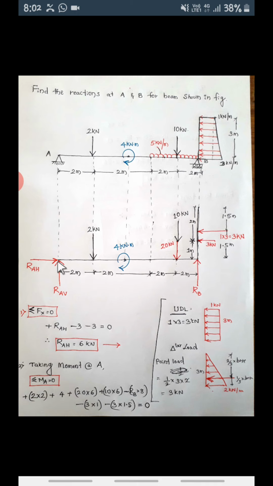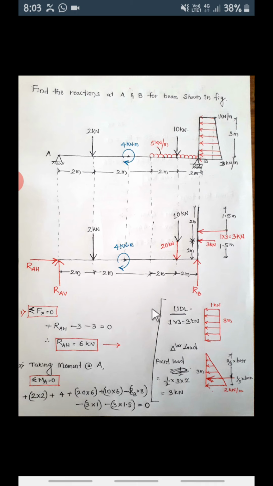First this force, because these two will be 0, we'll start with this. 2 kilonewton, what is the perpendicular distance between 2 and A? That is 2 meter. With reference to A, this will produce clockwise, so plus 2 into 2. Next this is already a moment, so don't multiply by a perpendicular distance. Just see whether it is clockwise or anti-clockwise. This is clockwise, which means plus 4.